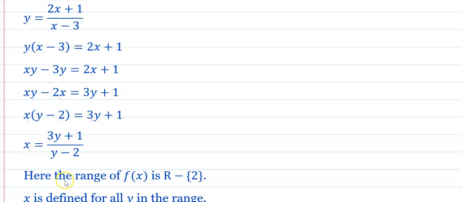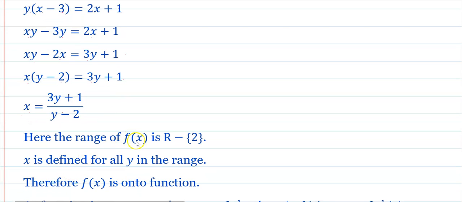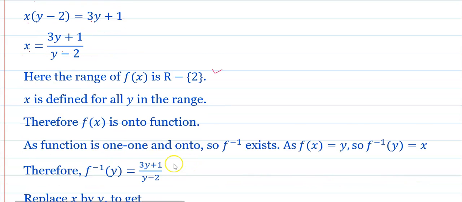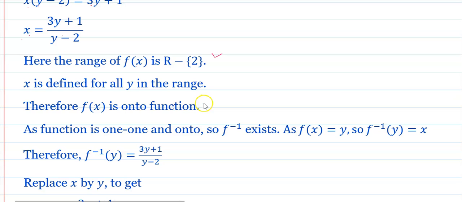And here, the range of f of x is R minus 2. If we consider that the value of y is 2, then it is not defined. Hence, the range of f of x is R minus 2, that is the set of real numbers minus 2. X is defined for all y in the range. Therefore, f of x is an onto function.